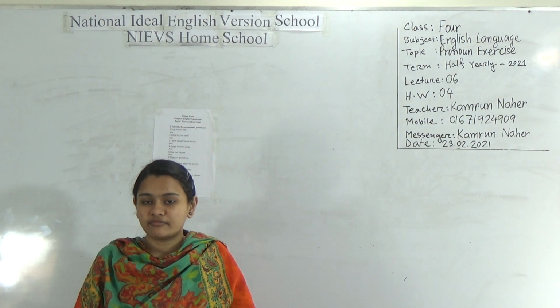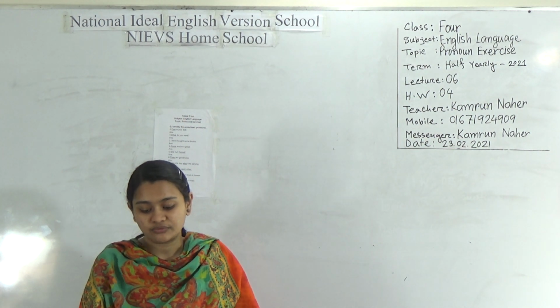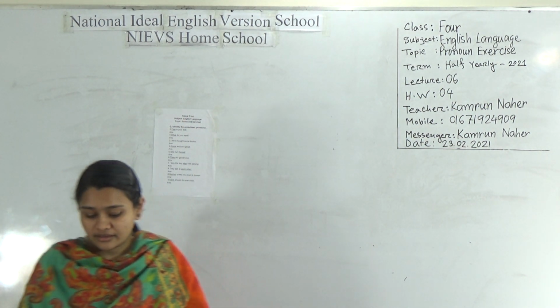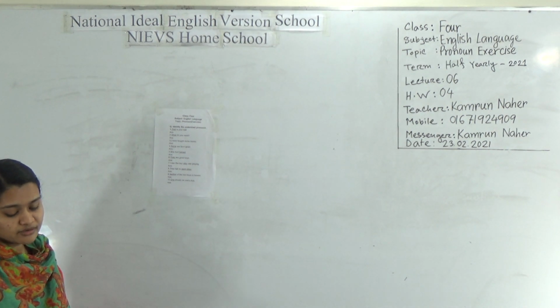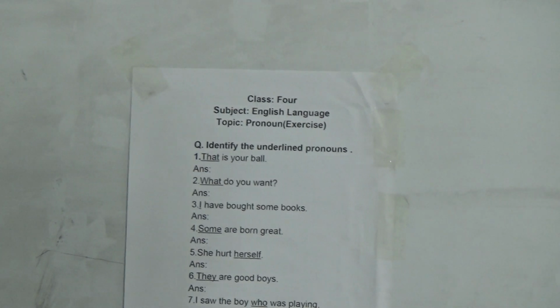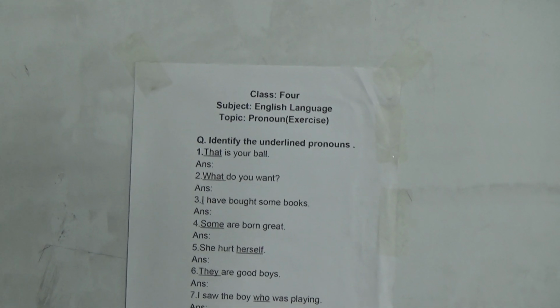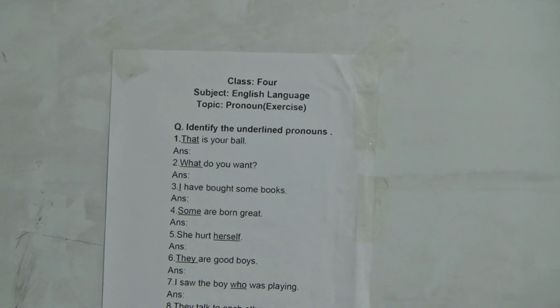In our previous class, we discussed the pronouns and their classification. Today we will do the exercises. Can you remember how many types of pronouns there are? There are 9 types of pronouns. Number 1 is personal, then possessive, demonstrative, interrogative, and relative pronoun, then indefinite, distributive, reflexive, and reciprocal pronouns. So now look at the exercise.